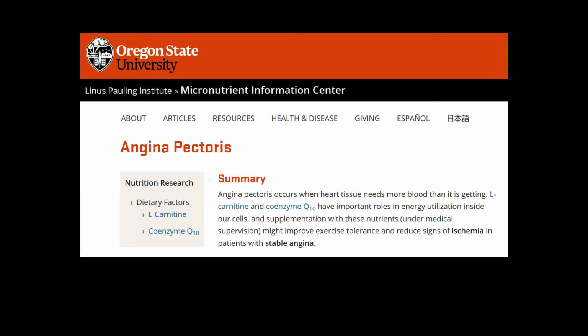And they say in the summary of angina pectoris, remember, we're at this point still not talking MI, it's pre-MI for the most part. So, angina pectoris occurs when the heart tissue needs more blood, right? That's the supply, than it's getting. Well, we know that L-carnitine, quite a few other amino acids as well, and coenzyme Q10, which is an enzyme, have important roles in energy utilization inside our cells. So supplementation with these nutrients under medical supervision.